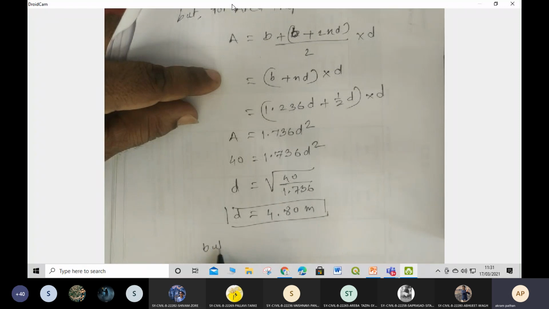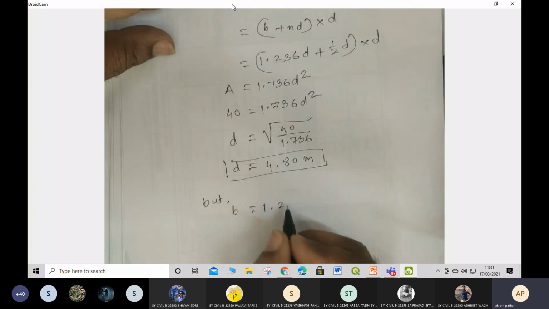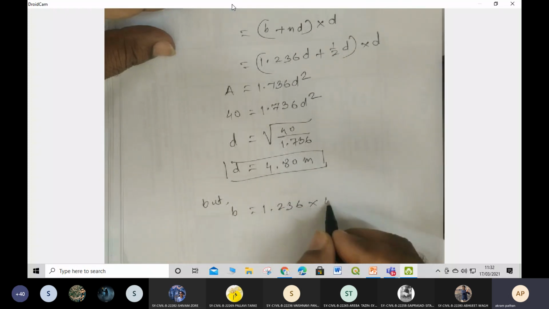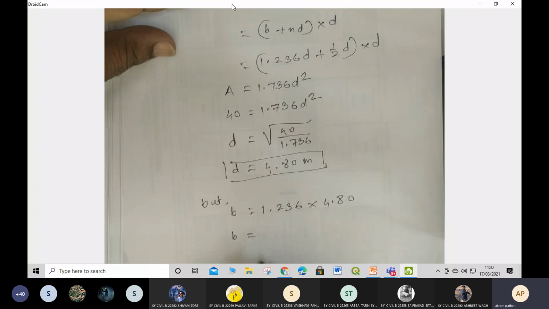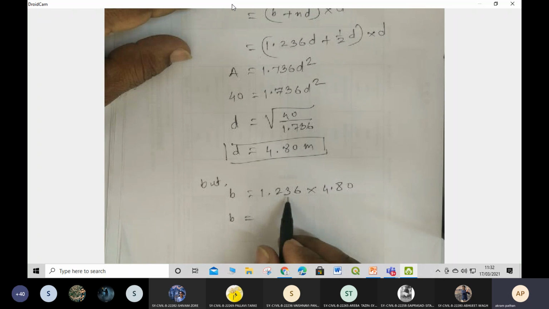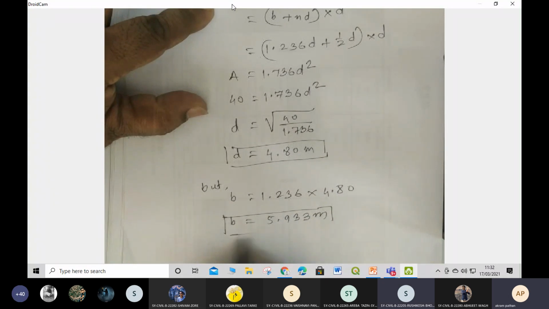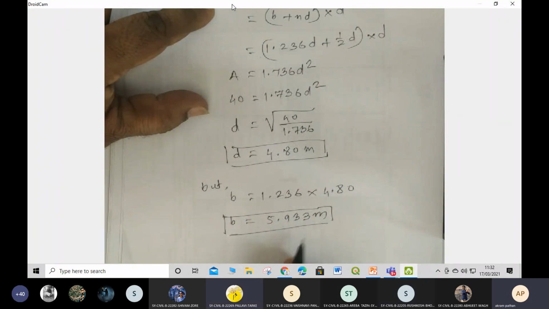But we know that B is equal to, as earlier written, 1.236 D. So 1.236 times D, which is 4.80. So B is equal to how much? B is equal to 5.933 meter. Okay, so the value of B is 5.933 meter.